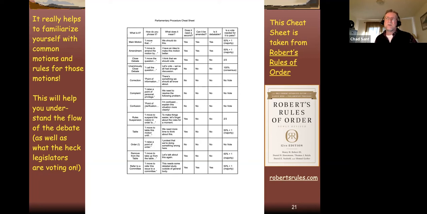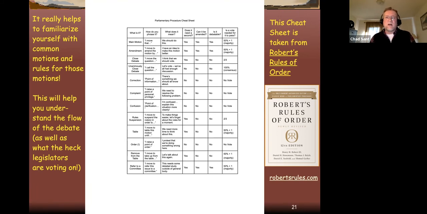And they're controversial. There are some people that say there's too much to know, but we still think they're efficient around the country and in the state, and so most committees will use them. You'll notice school boards using them, assemblies using them, and these legislators using them as well. It really helps to familiarize yourself with common motions and the rules for those motions so that you don't get lost in what they're actually voting on.